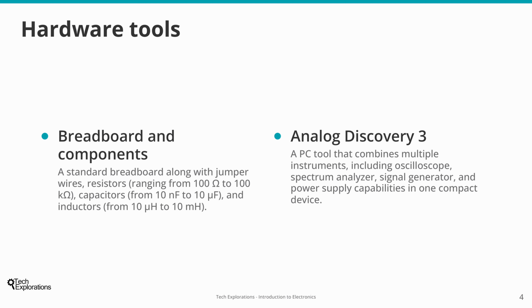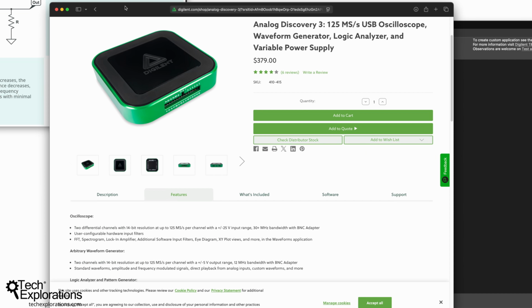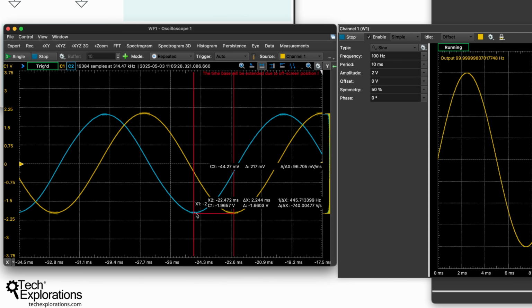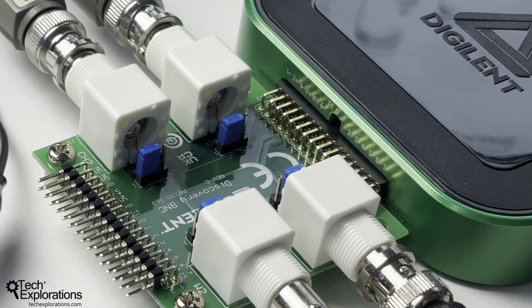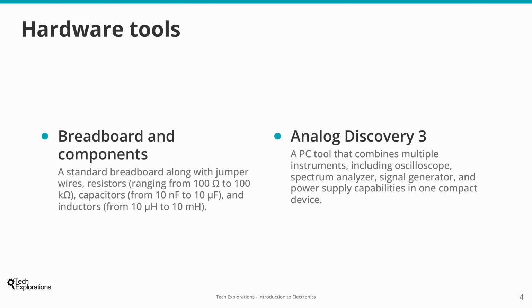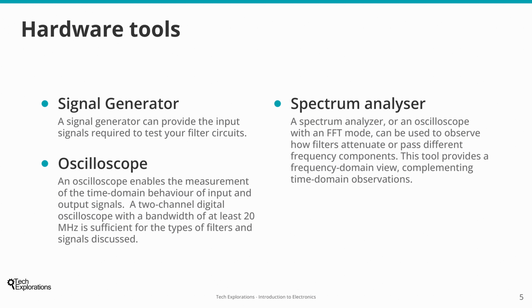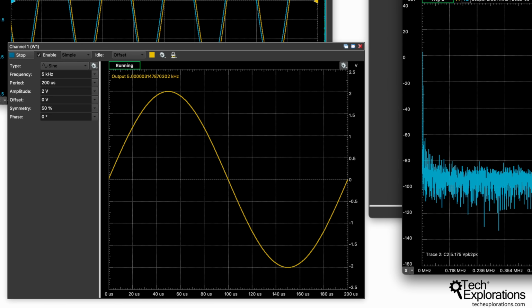I use the Analog Discovery 3 analysis tool, which combines a bunch of instruments such as an oscilloscope, a spectrum analyzer, and a signal generator, and also a power supply. And all these capabilities come together in a single compact device. You can use this or any similar multifunction equipment to perform the hands-on experiments that I describe in the lectures in this course. A signal generator that can generate input signals is also needed for testing filter circuits.